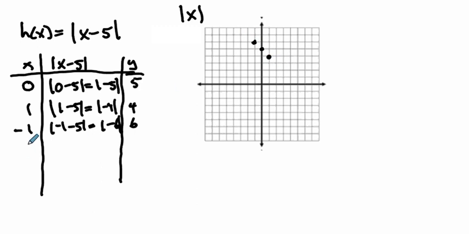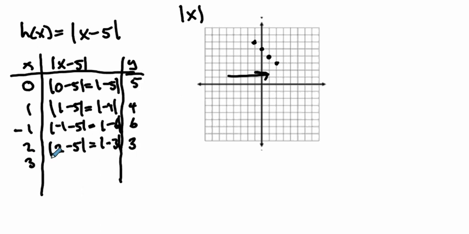But let's keep going this way and look at what happens. As I get closer and closer to 5, the number in here gets smaller, closer to 0. So this is the absolute value of negative 3, so it's 3. So we got the point (2, 3), which puts me here.